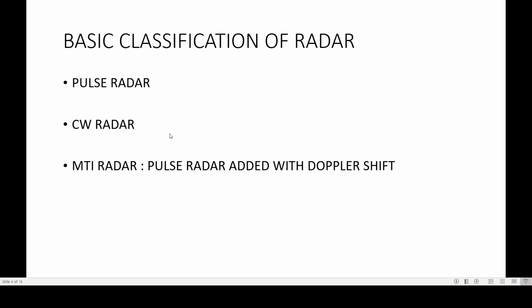Now we move on to the basic classification of radar. Radar is classified as pulse radars, continuous wave radar, and MTI radar. Pulse radar utilizes pulse signals for transmitting, and continuous wave radar uses continuous wave signal. MTI radar is nothing but a pulse radar with a Doppler shift. Continuous wave radar is usually used in low power, low range applications. MTI radar is used for detecting moving objects, where it considers pulse radar, I mean the pulse waves are used for transmission purposes.